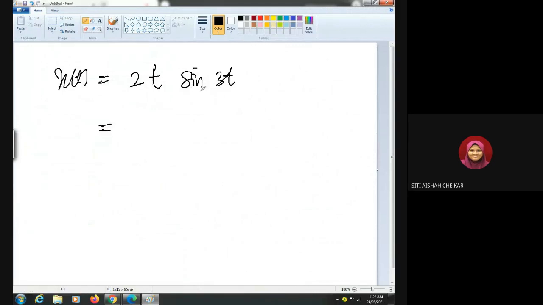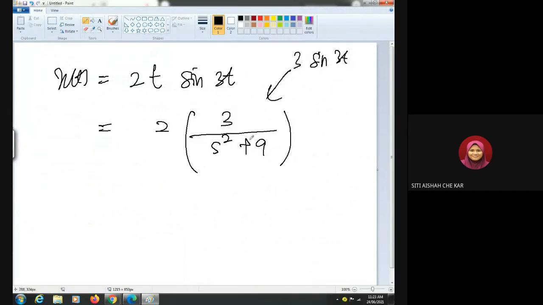So berapa dapat jawapan dia? 2 darab 3 bahagi s squared plus 9. Okay. So this one is Laplace of 2 sin 3t lah. So ni Laplace dia. Tapi sekarang soalan kita ada t kat sini. So what we have to do is kita kena balik guna formula properties tadi.